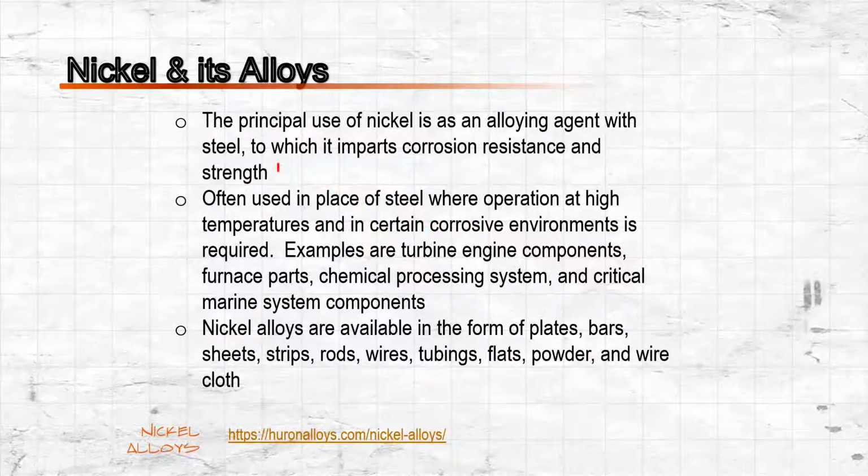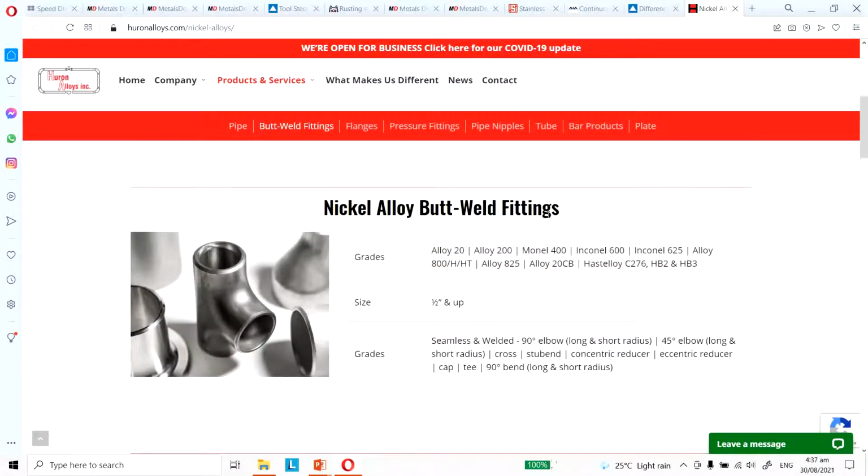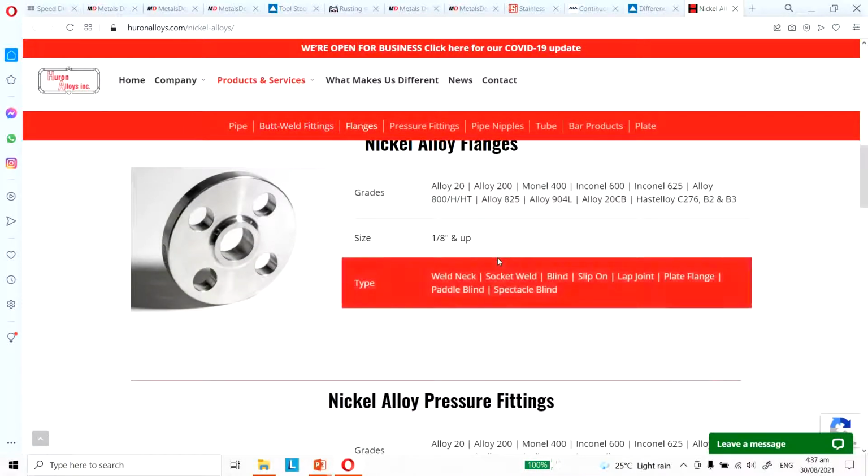Next one is nickel and its alloys. Another non-ferrous metal is nickel. Nickel is usually an alloying agent with steel, to which it imparts corrosion resistance and strength. Nickel alloys are available in the form of plates, bars, sheets, strips, rods, and many other shapes. Right here, this is the link. It has a nickel alloy pipe, fittings, flanges.